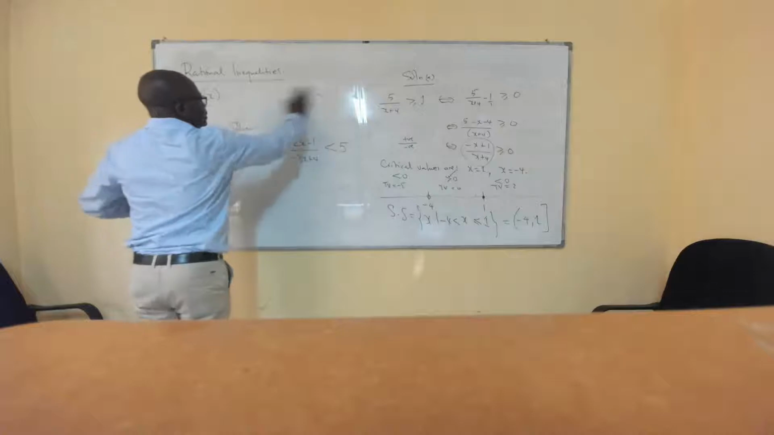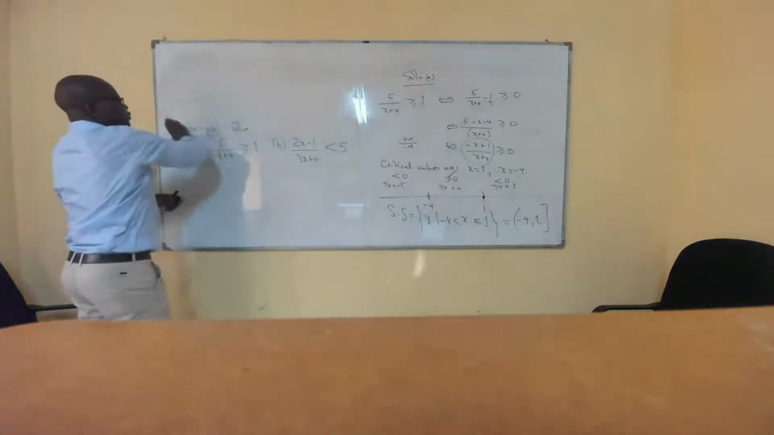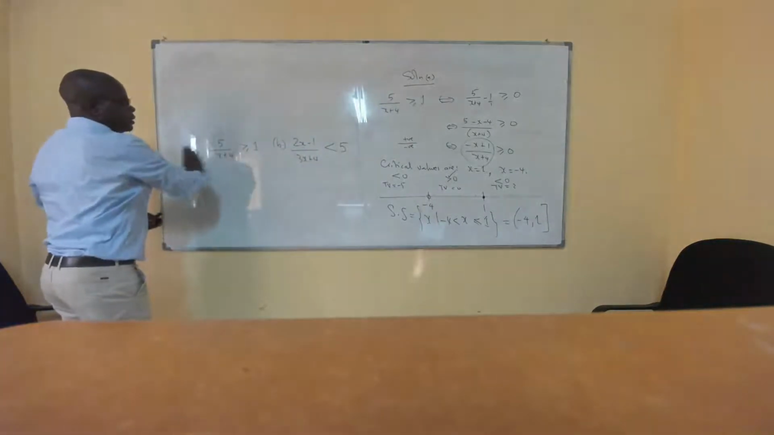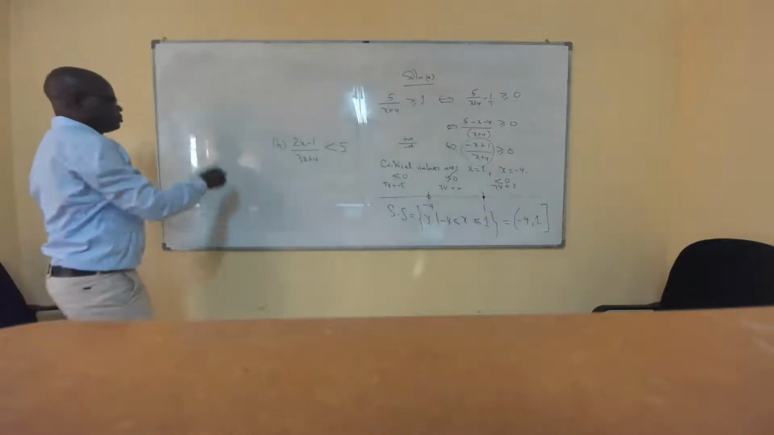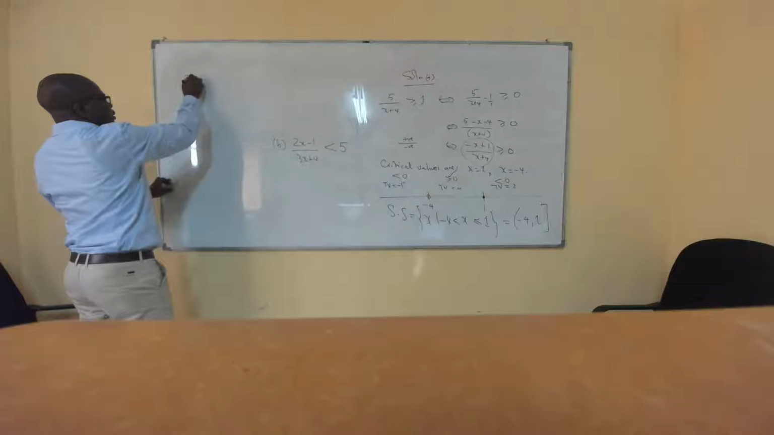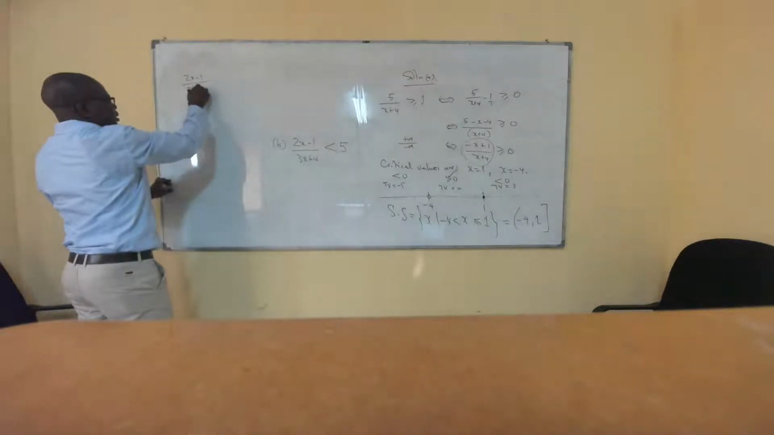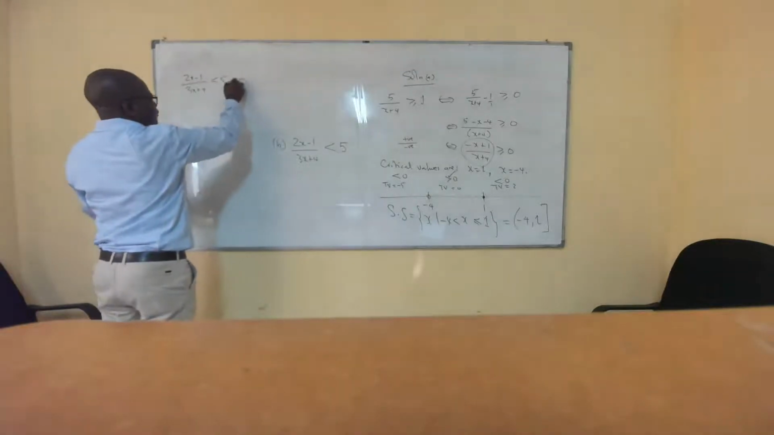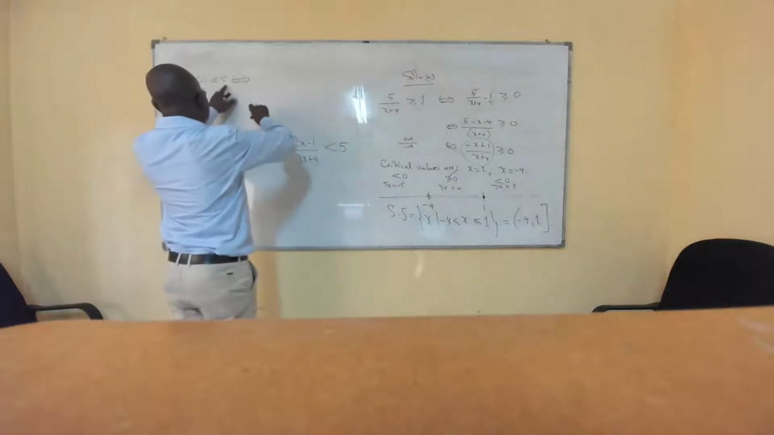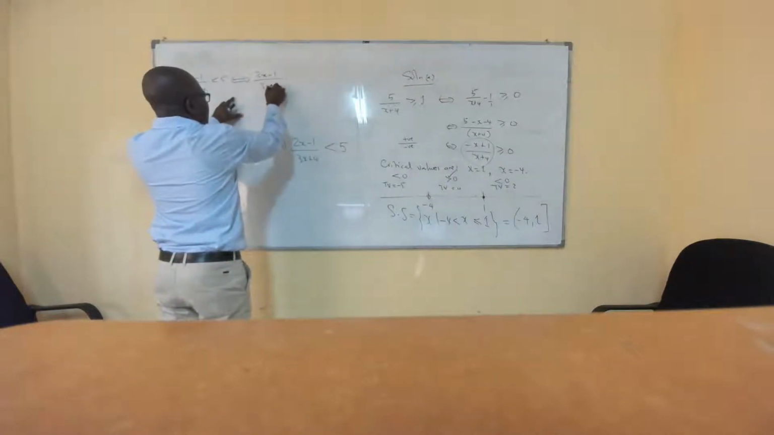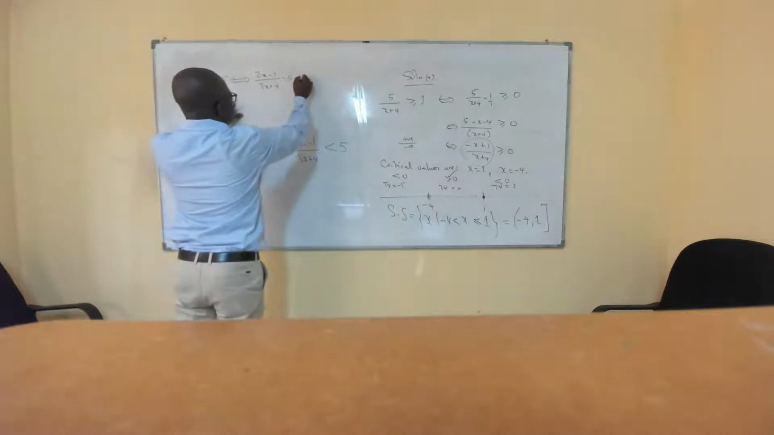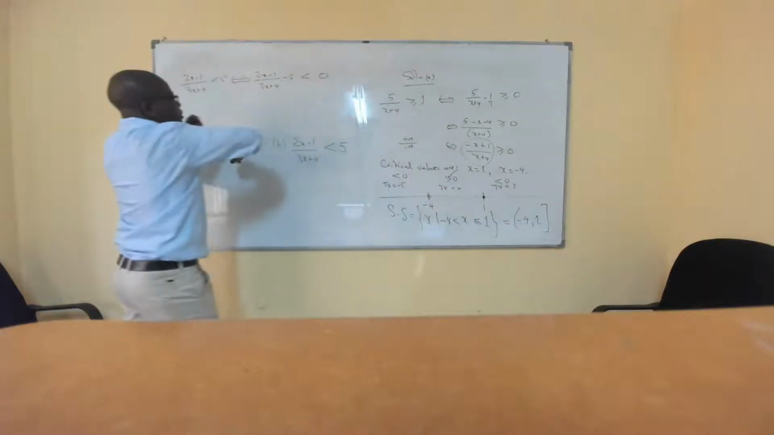Let's solve B in a similar way. So 2x minus 1 over 3x plus 4 is less than 5. In this case, we can subtract 5 from both sides. So 2x minus 1 over 3x plus 4, minus 5, is less than 0, right?